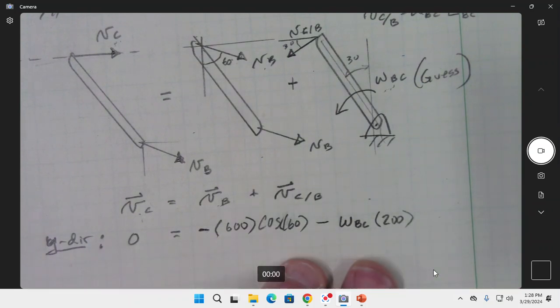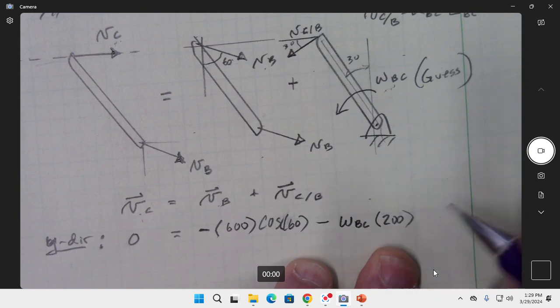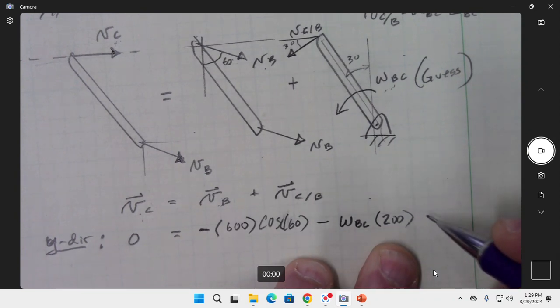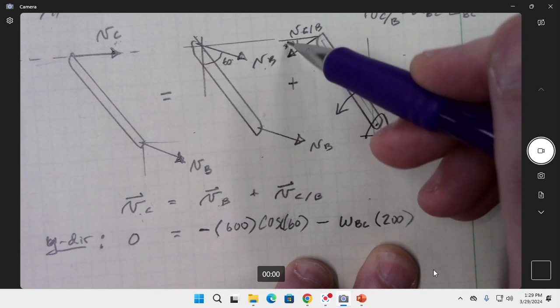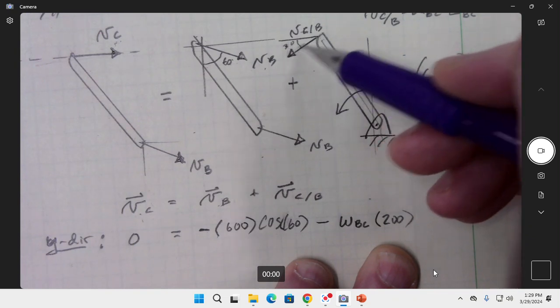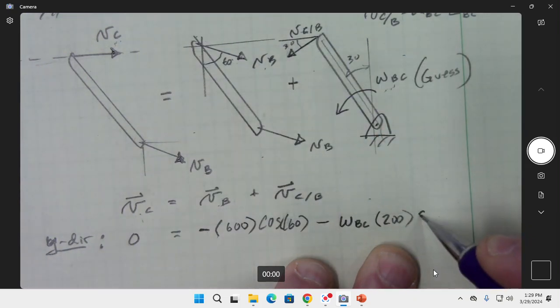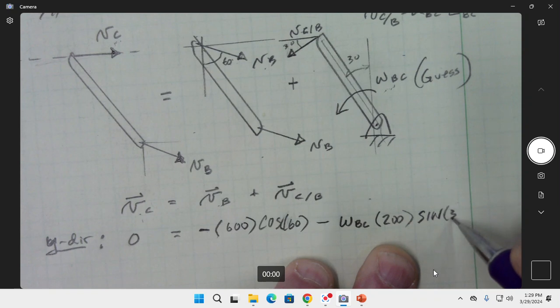And then be careful, don't stop here. It's easy to forget, this is only in the y direction, right? So in this case, it's going to be the opposite of this thing, as I would call it, the sine of 30 degrees.